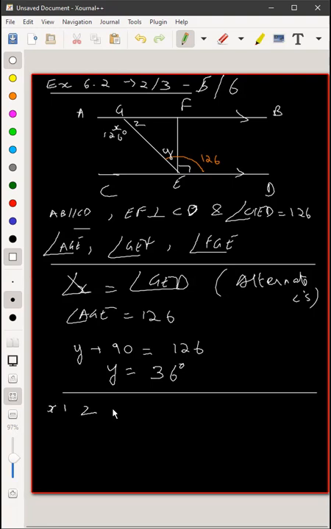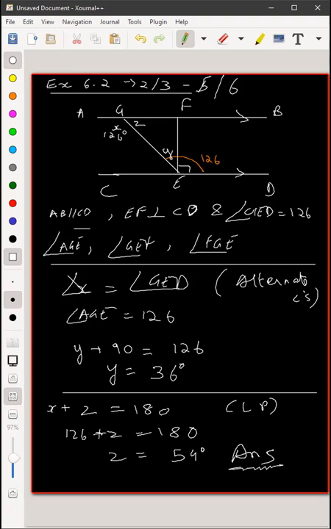And Z is easy. You know that X plus Z is equal to 180, linear pair. 126 plus Z is equal to 180. So what is Z? 180 minus 126, which is 54. Clear? Any doubts in this? No, sir. Okay, let's go on to the next one.